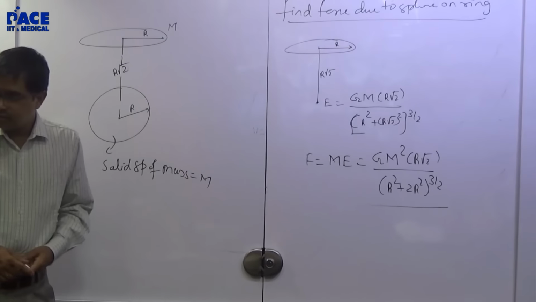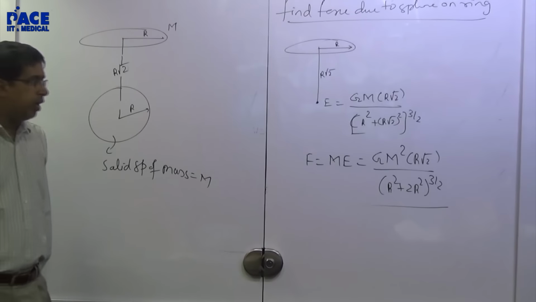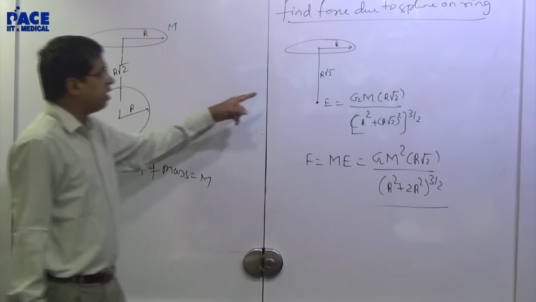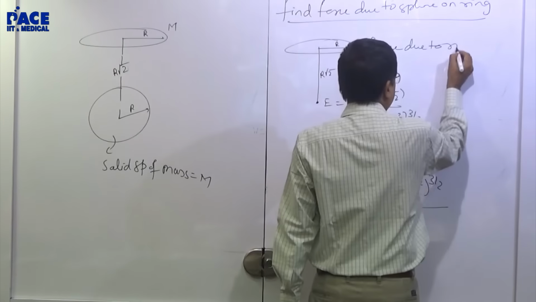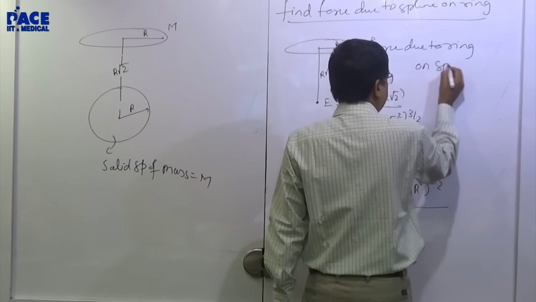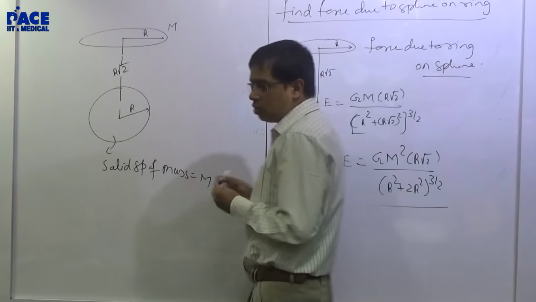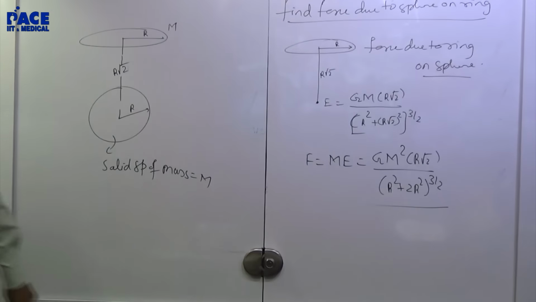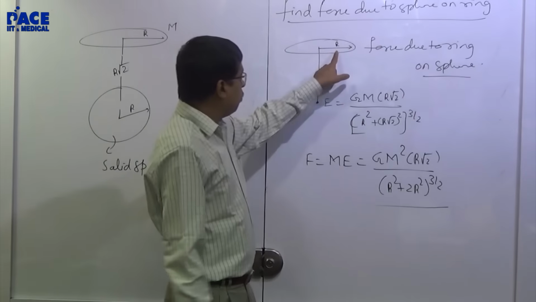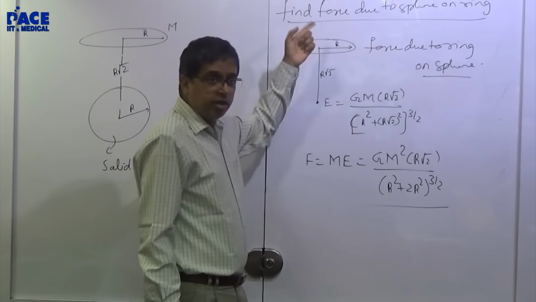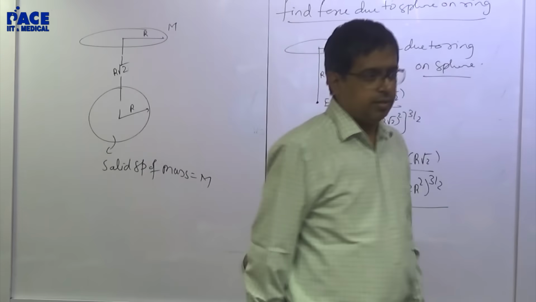Is the logic clear? All of you, quick. What you have calculated is the force due to ring on sphere. Every action has an equal and opposite reaction. Action and reaction will never be on the same body. Action is the force due to ring on the sphere. Reaction is the force due to sphere on the ring.